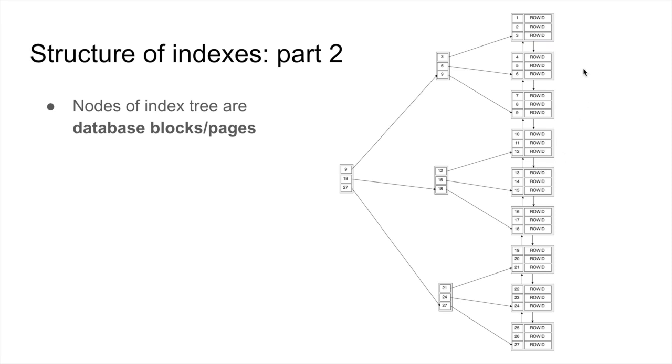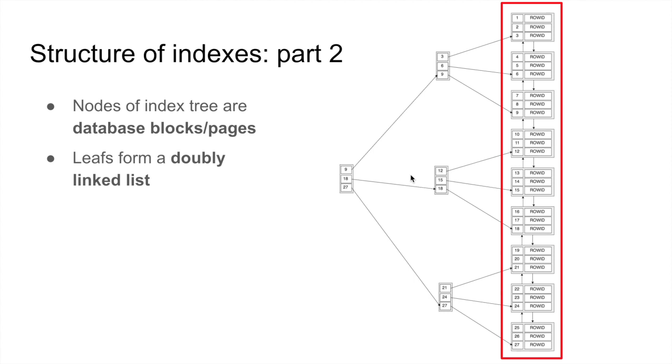Now, when you look at these leaf nodes, you might get the impression that they are connected somehow, that they are linked. And you are right. The leaf nodes of an index tree form a doubly linked list. Now, this is really important, so pay attention. Leaves that form a doubly linked list basically means that every node knows which node comes before it and which node comes after it.